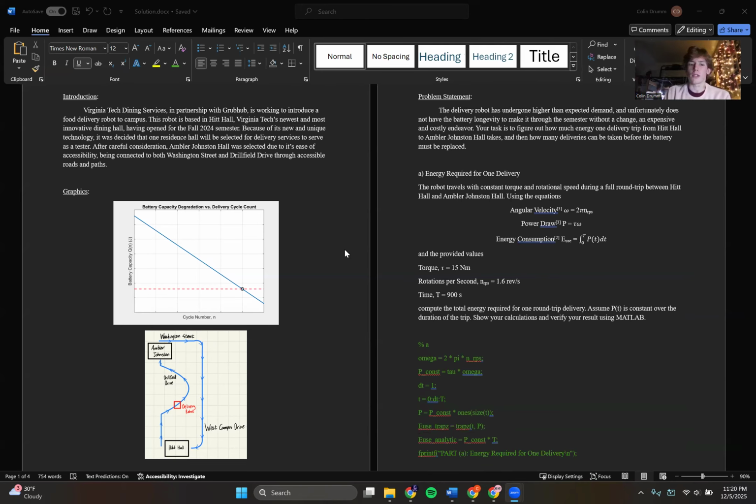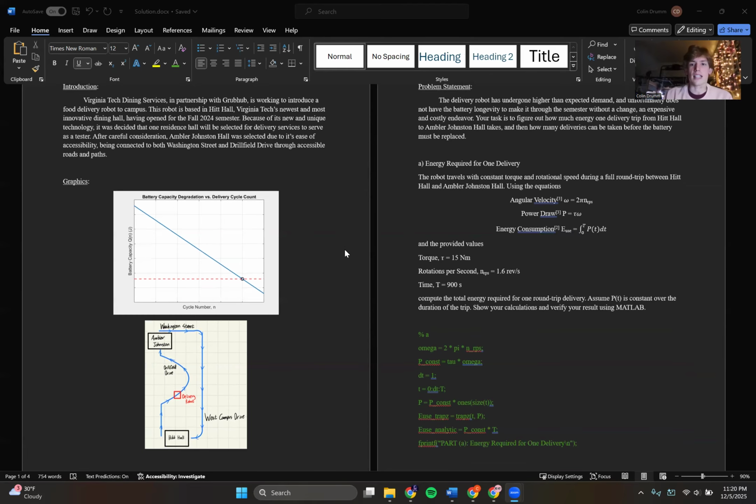The reason I chose Ambler Johnston is because it has a lot of accessibility through Washington Street and West Campus Drive on one end, and then up through Drillfield Drive on the other end. So I thought it'd be an accessible hall to pick, and it's also not too terribly far away. You don't have to cross the campus diagonally. It's pretty much a straight vertical shot to Hit Hall.